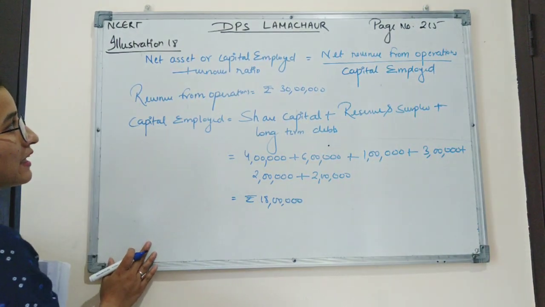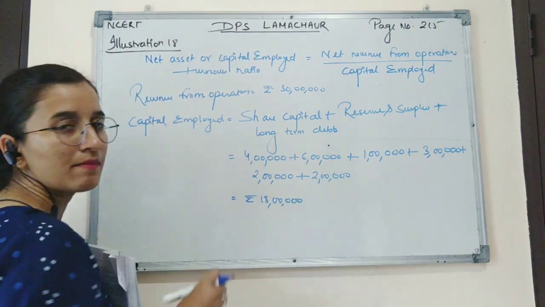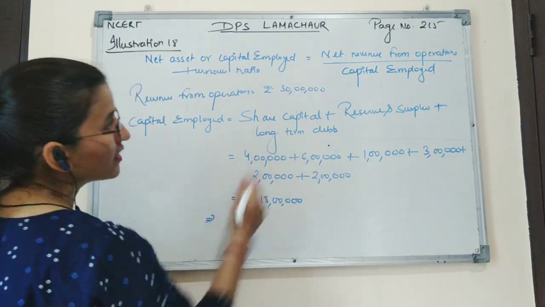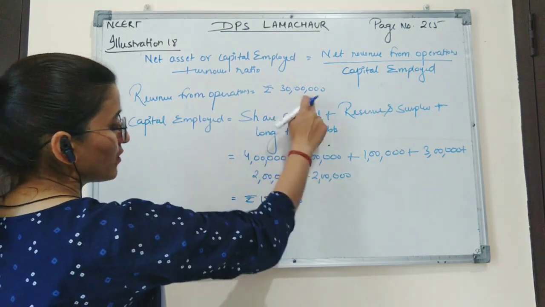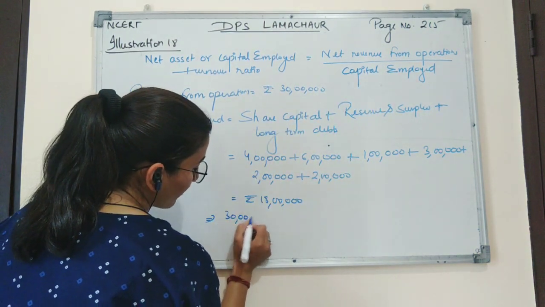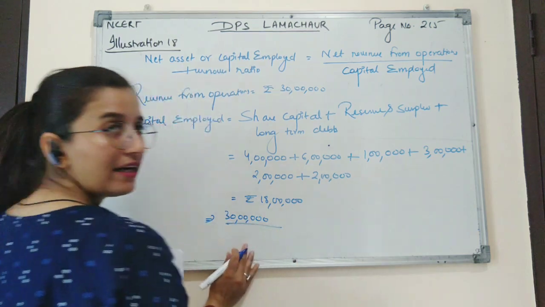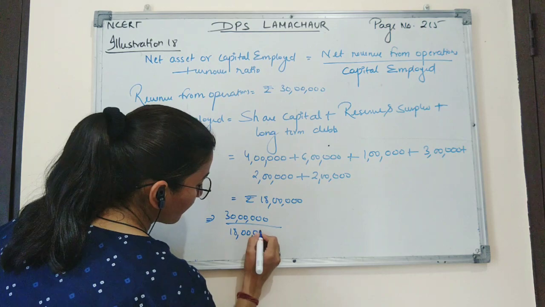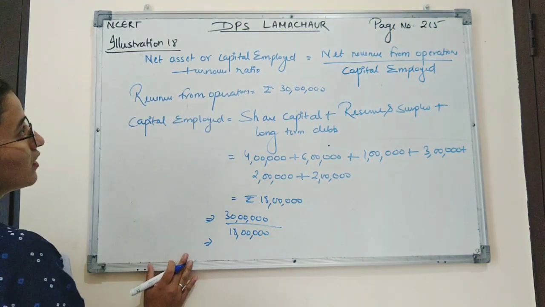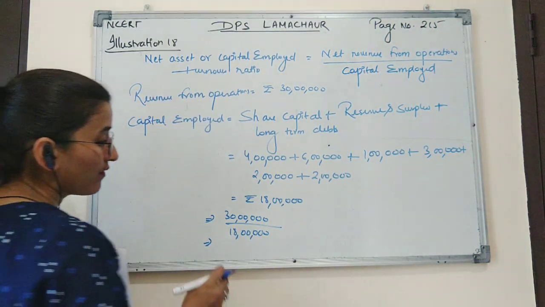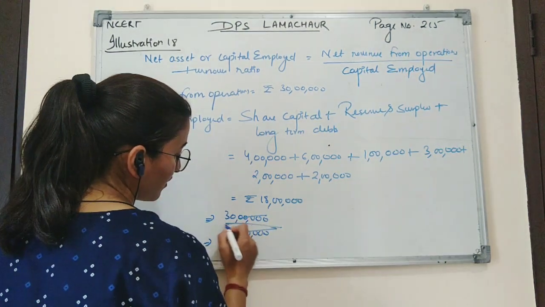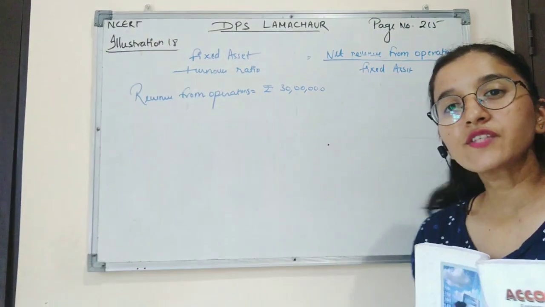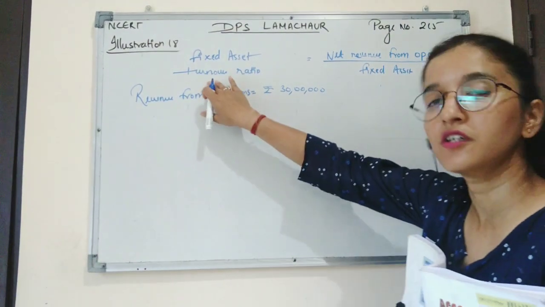So here we can calculate net asset or capital employed turnover ratio. We'll put this amount in the formula. Formula is net revenue from operations, which is 30 lakh, divided by capital employed, which is 18 lakhs. So the net asset turnover ratio we will get is 1.67 times.